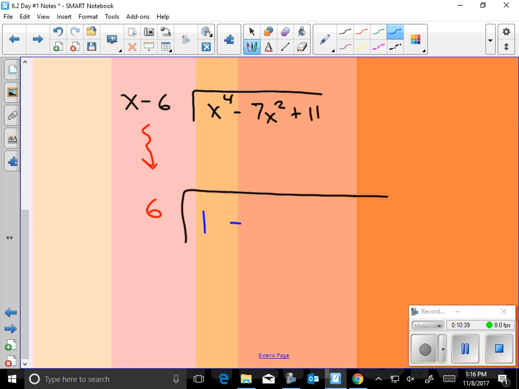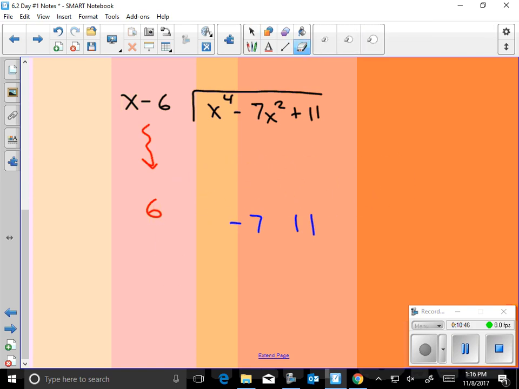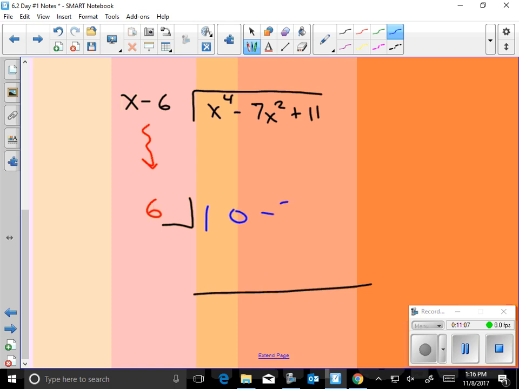This is wrong. Oops, sorry, I'm in long division mode. We should go like this, and then like that. Okay, this is wrong. Why is that wrong? Yeah, there's no x cubed there. So where should I put the 0? In between the 1 and the -7. So let's toss a 0 in there.